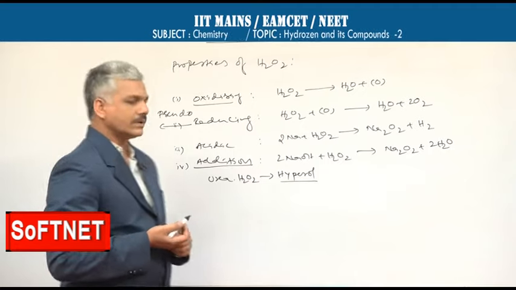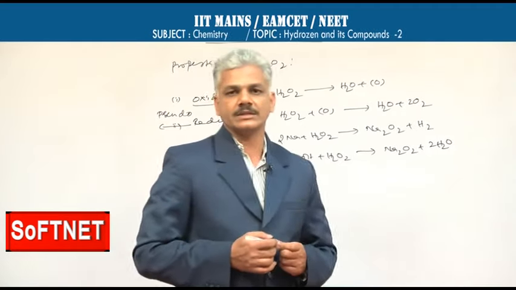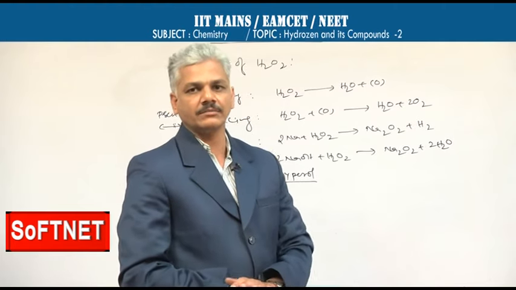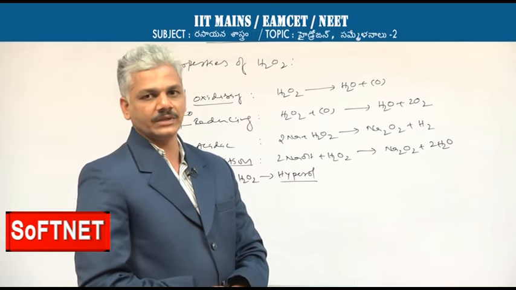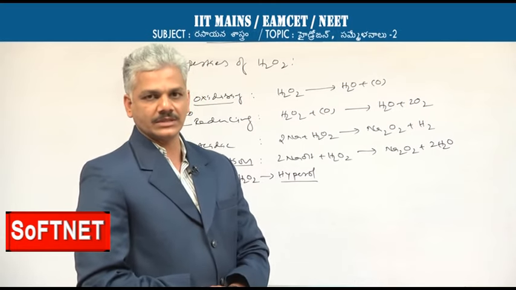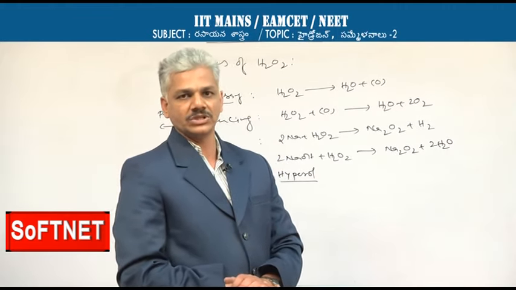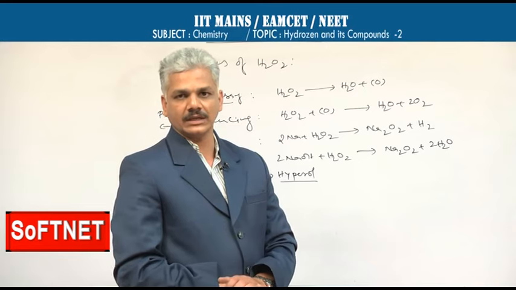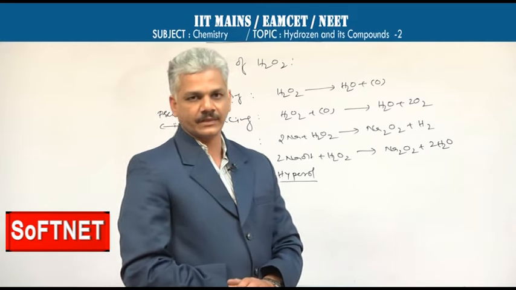Then coming to the application part of hydrogen peroxide, it acts as a mild bleaching agent. It can bleach, which means it can remove the color of an object without damaging it. Based on this property, hydrogen peroxide is used to bleach sensitive articles like hair, wool, silk and ivory.